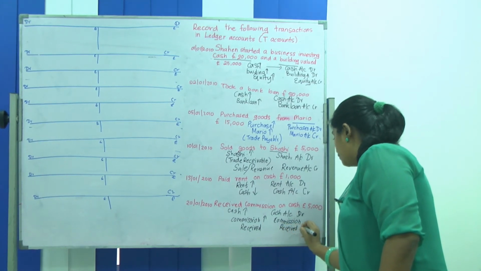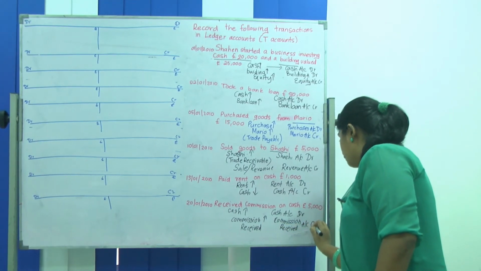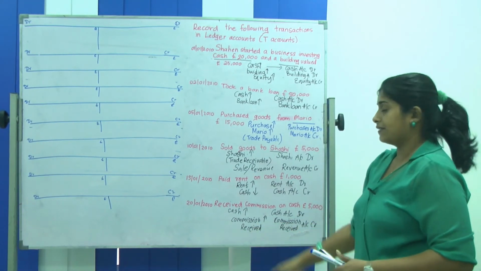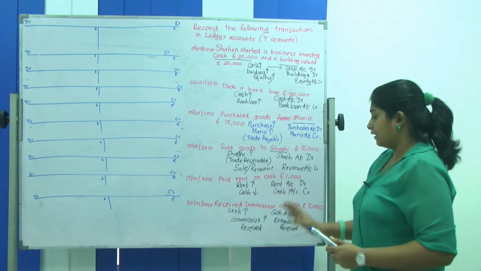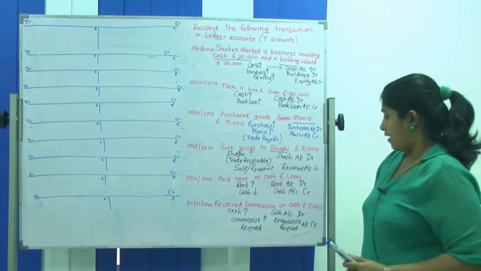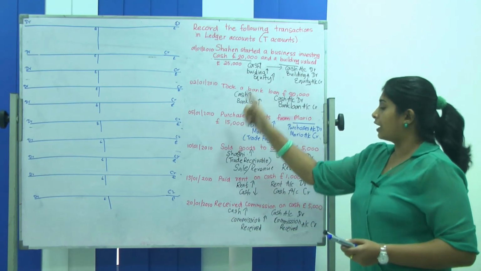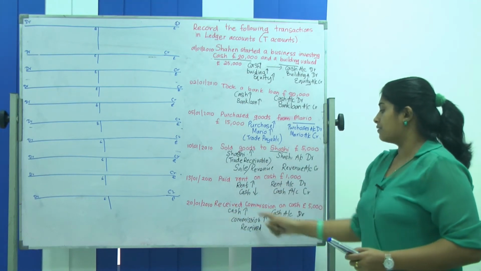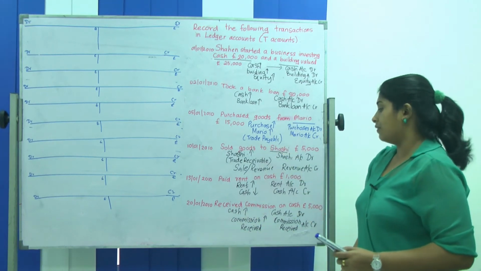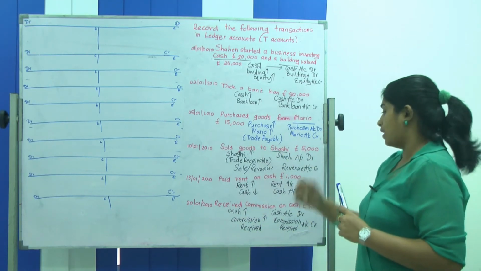So make sure you write commission received, both words, because if you write commission, it's assumed to be an expense. If it's an income, you have to make sure the word received is there. The last transaction which Shaheen has done on 20th, he received commission in cash. So cash goes up and commission received, which is an income, goes up as well.